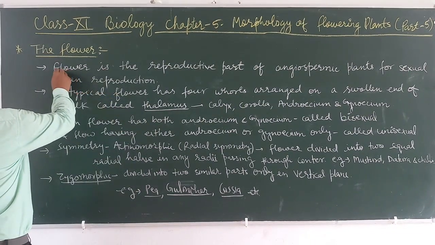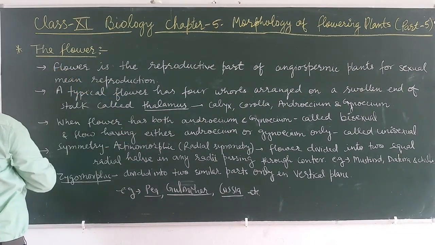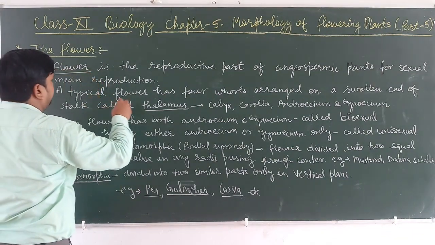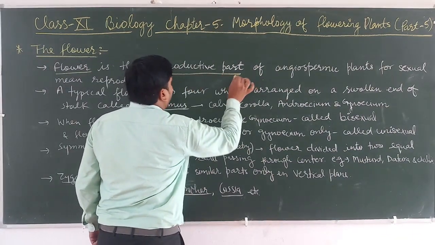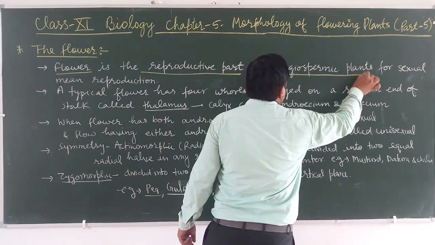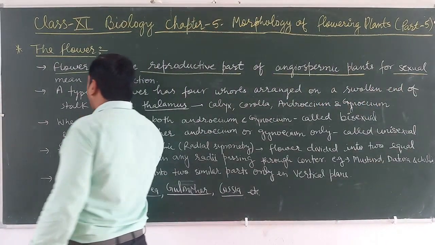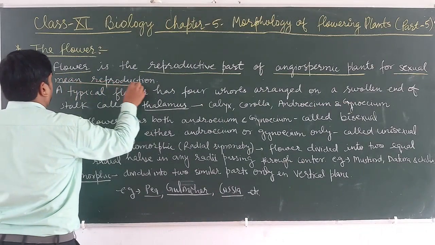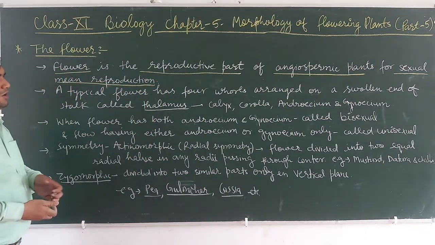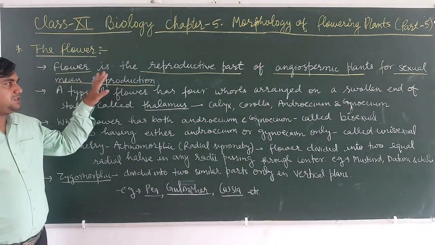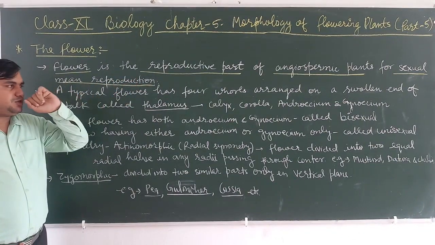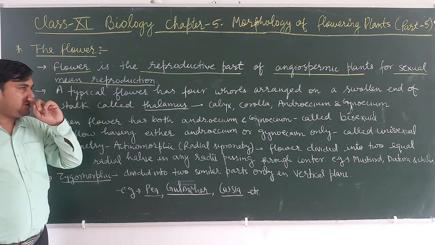Flower is, very simply, as we know, the reproductive part of angiospermic plants for sexual means of reproduction. First point comes from this term: flower is the reproductive part of the angiospermic plant for sexual reproduction.